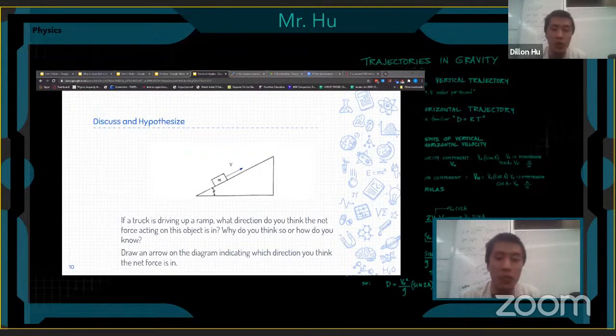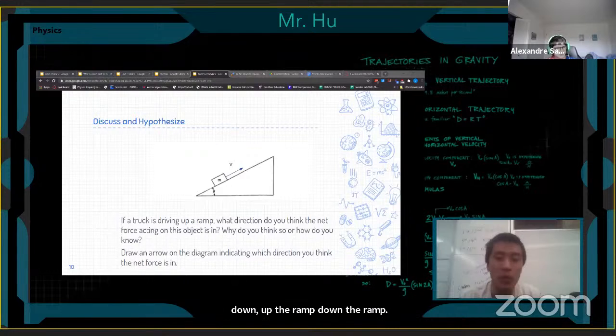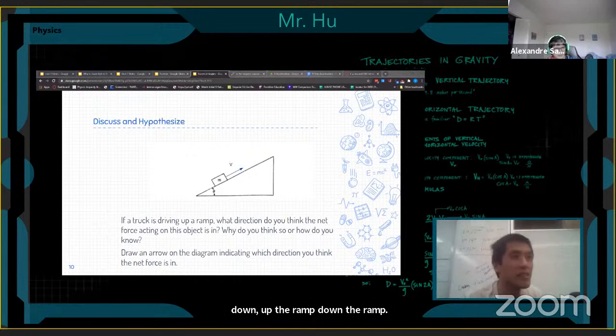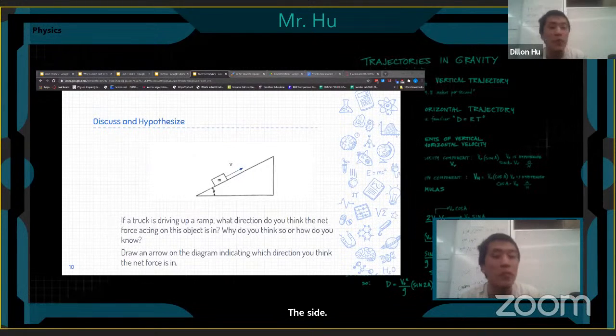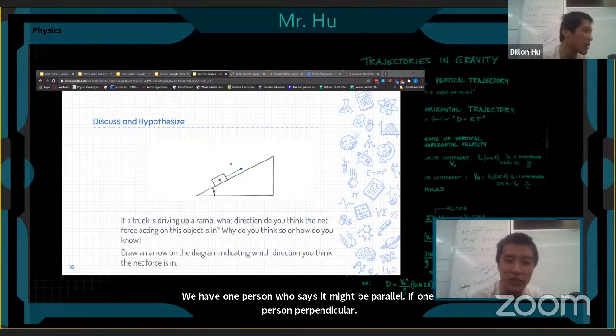We have one person who says it might be parallel. I think it's perpendicular. Interesting. Why do you think it's perpendicular? To like the floor, quote unquote, because that's how normal force works. That is true. That is how the normal force works. Daniel, can I ask you why you think it's parallel to the ramp?